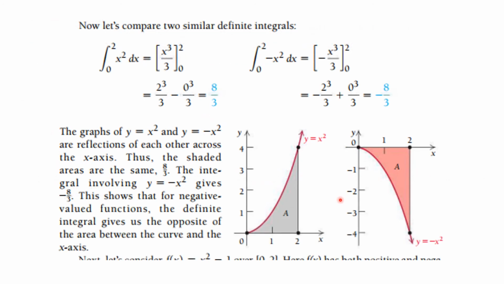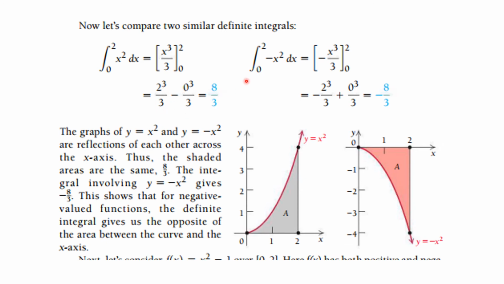Now what we're going to do is talk about two integrals. Let's look at this integral. So this is the definite integral from 0 to 2 of x squared. You add 1 to the exponent, divide by the new exponent. You're going to put 2 in, and you're going to subtract when you put 0 in. So we put 2 in here, subtract 0, and we get 8 over 3.